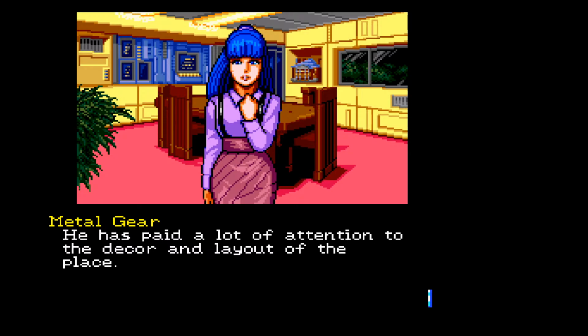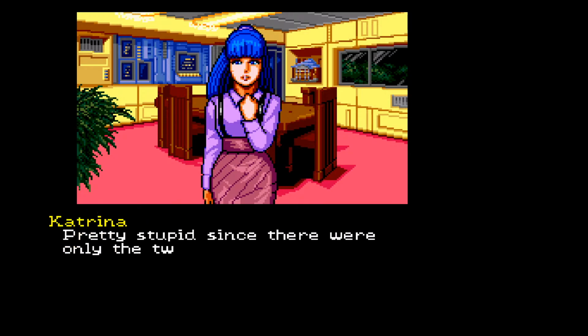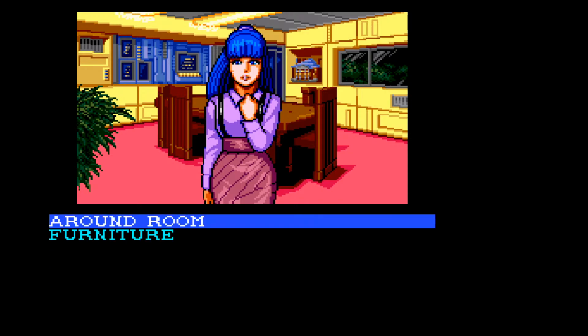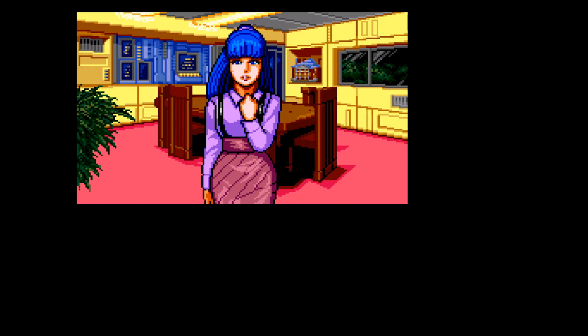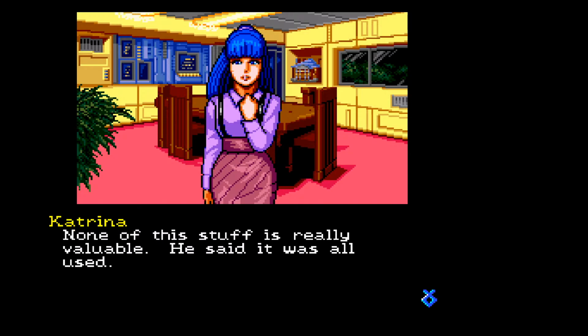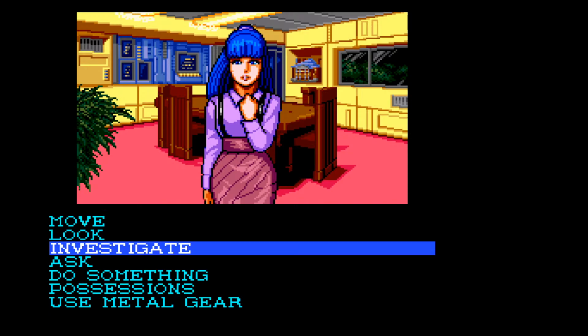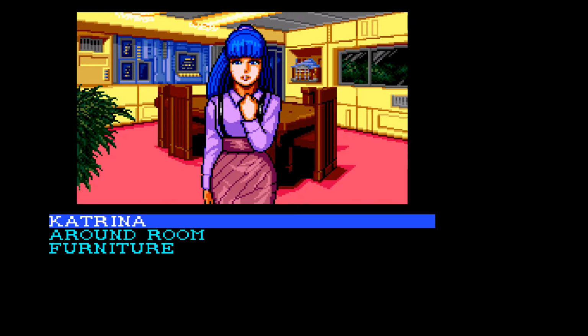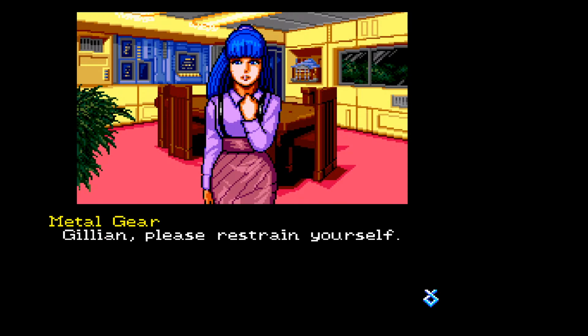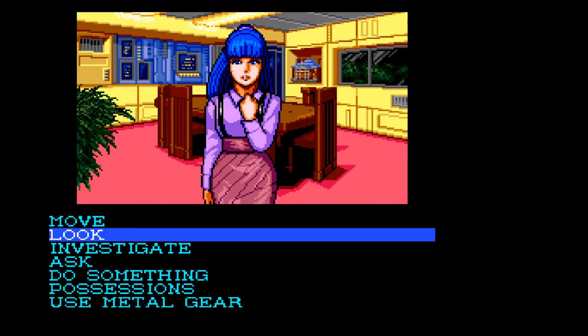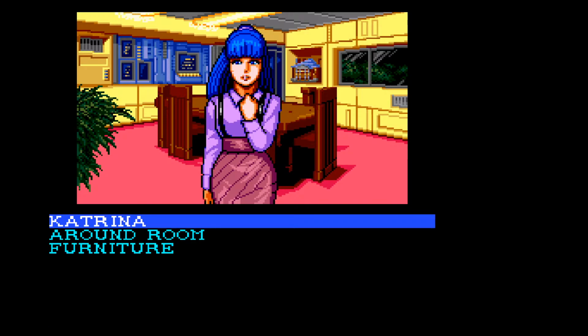He has paid a lot of attention to the decor and layout of the place. Pretty stupid since there were only the two of us here, huh? None of these items are replicas. They're all genuine antiques. None of this stuff is really valuable. He said it was all used. Well, I mean, most antiques are used. Look around. Katrina. Fucking hell, Gillian.